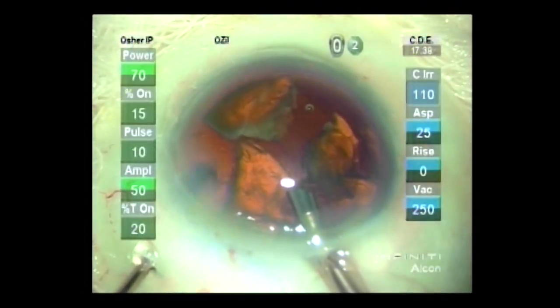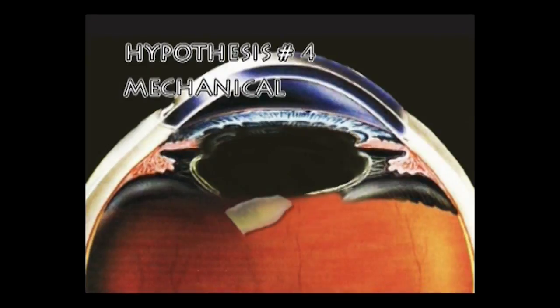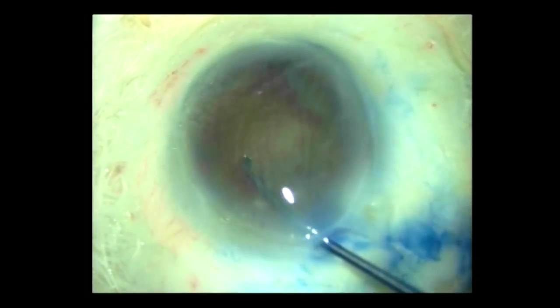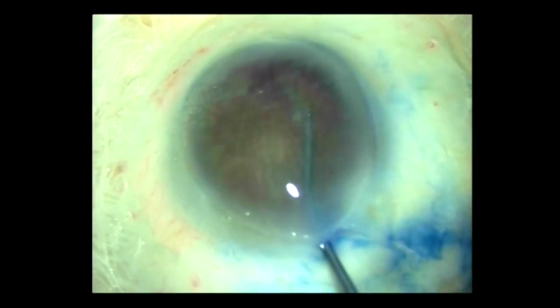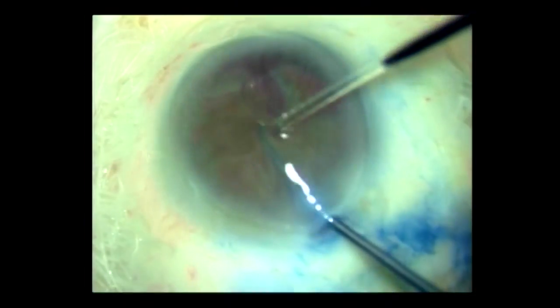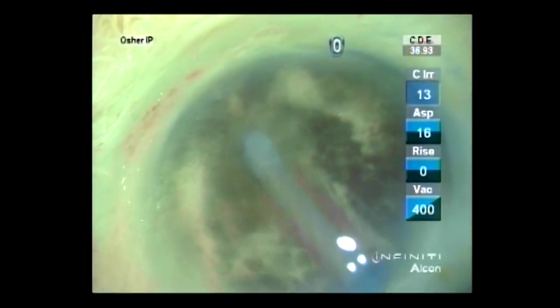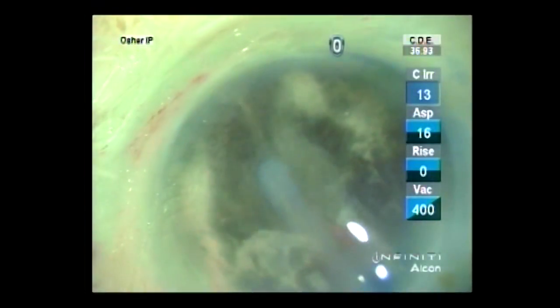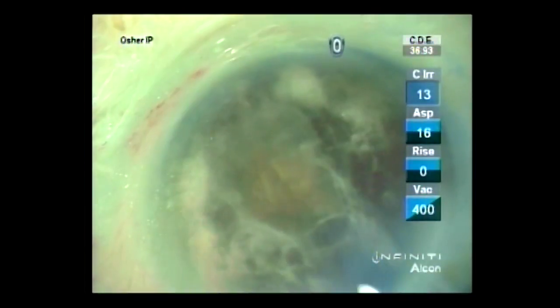Wrong again. Hypothesis number 4, it must be mechanical. Can the unsuspecting surgeon inadvertently shove the nucleus backwards? The nucleus is suspended over the open posterior capsule and repeatedly nudged by a chopper or an I/A tip. Surprisingly and mysteriously, the nucleus remains in place.